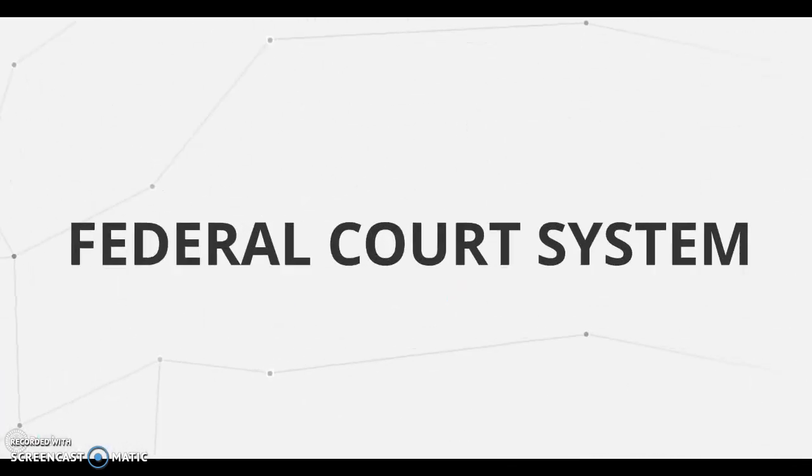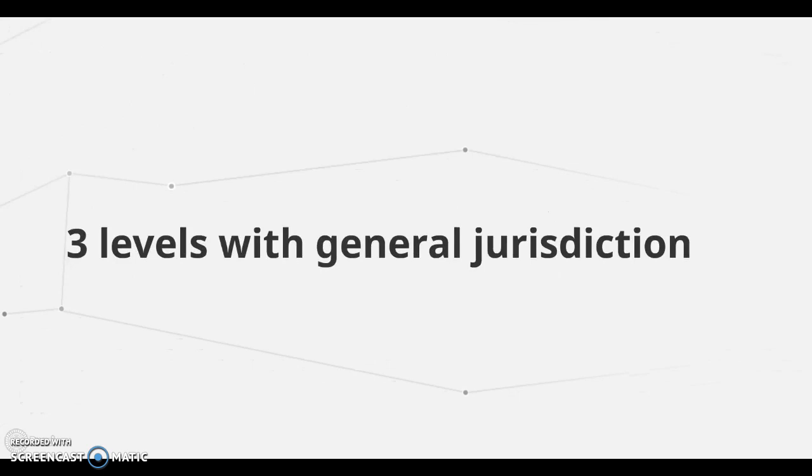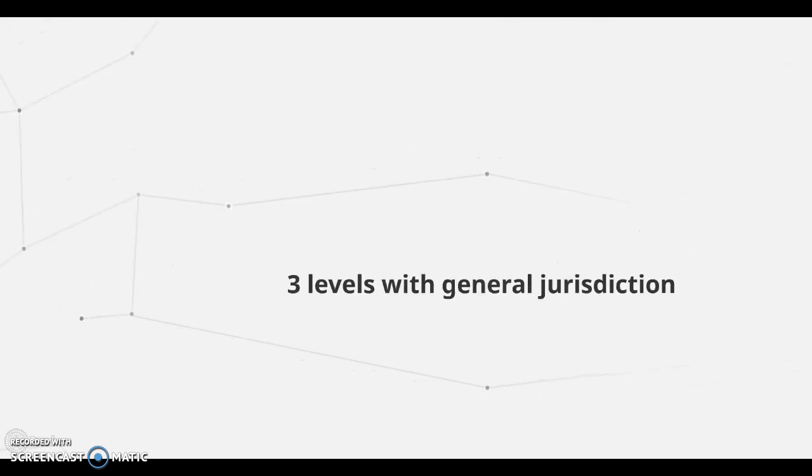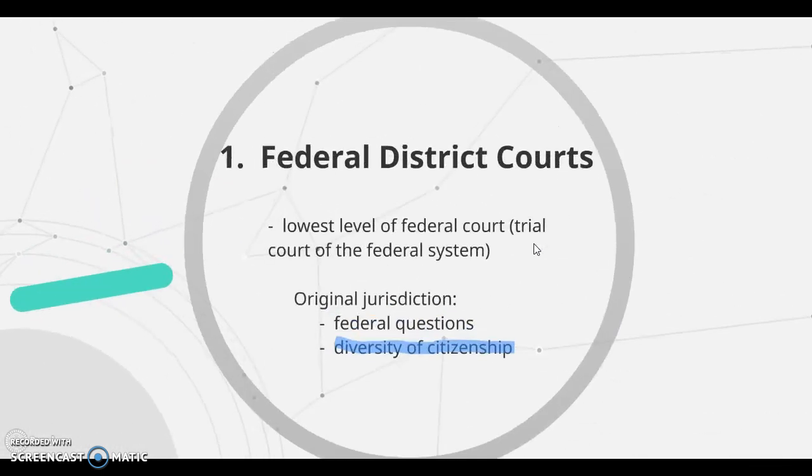Okay. Now let's look at the federal court system itself. There's federal and state court. We'll look at the federal court system today, and then when you come back Wednesday, we'll talk about the state court system. Federal court systems have 3 levels of general jurisdiction. Again, just to remind you, jurisdiction means the court's authority to rule over a particular case. Each court has a certain type of jurisdiction. And at the federal level, there are 3 different levels that have what's called general jurisdiction.